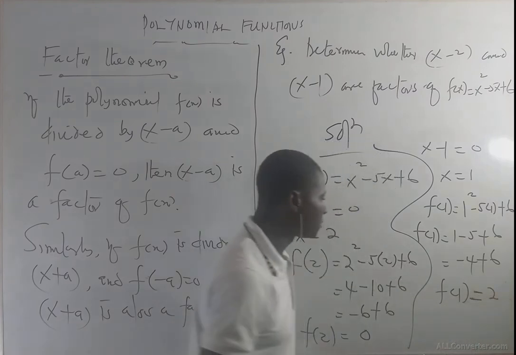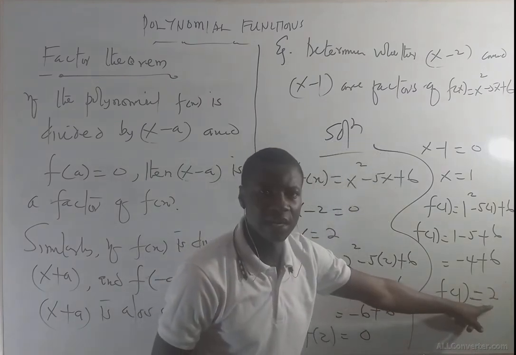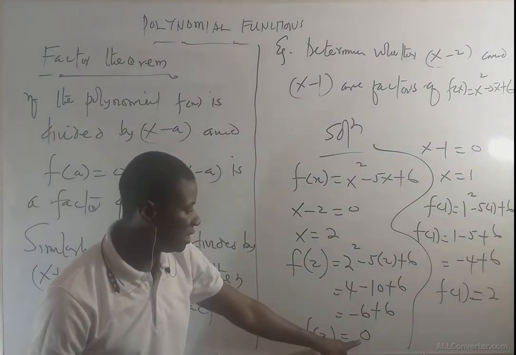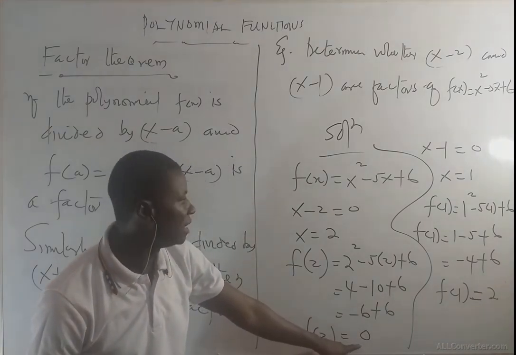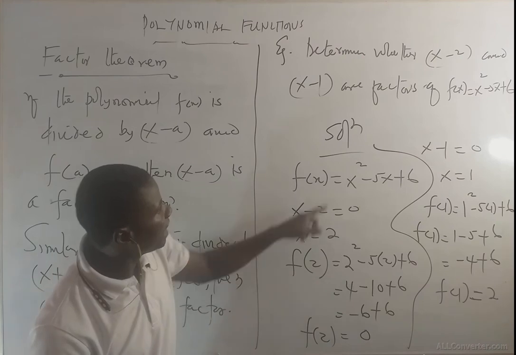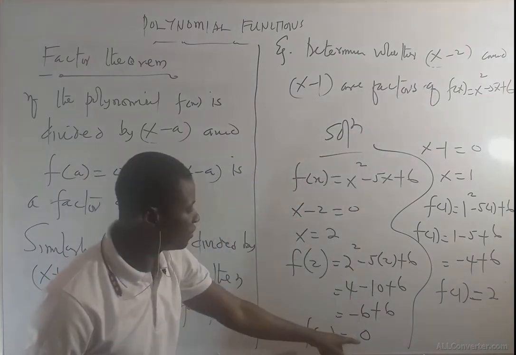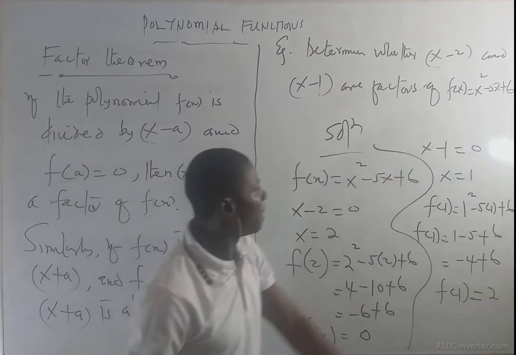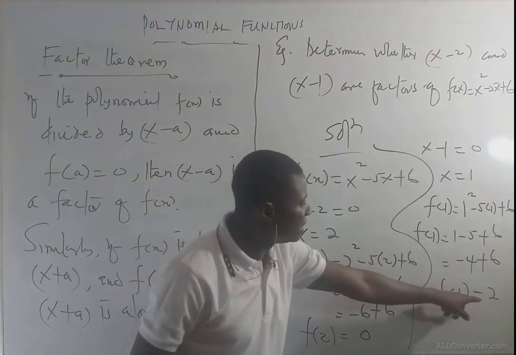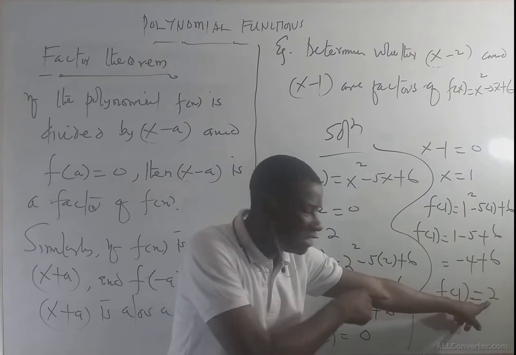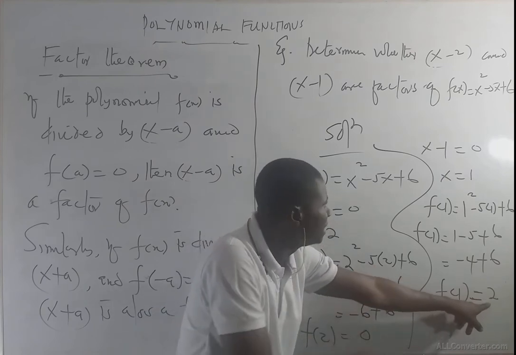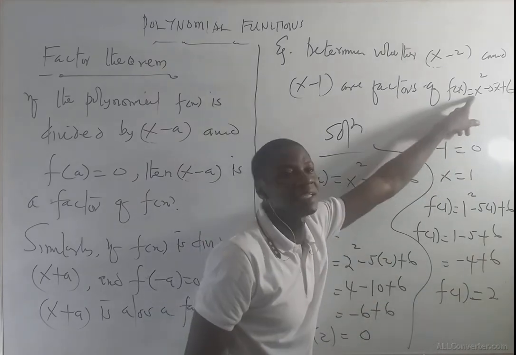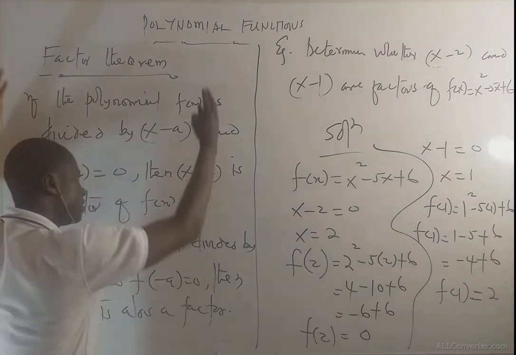So do you see that now this one has a remainder? The other one gave us a remainder of 0, so no remainder. Because x minus 2 gave us a remainder of 0, it means that x minus 2 is a factor of this polynomial. But because x minus 1 did not give us a remainder of 0, but rather gave us a remainder, that is 2, that means that x minus 1 is not a factor. That is everything we have here.